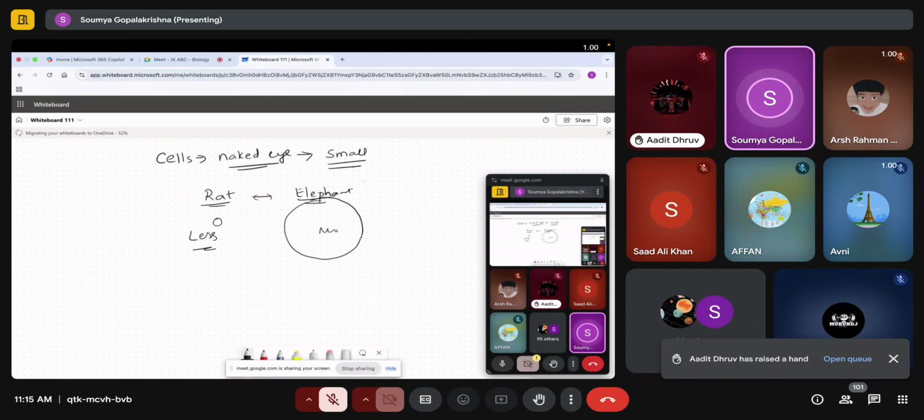Had the cell of an elephant been so large, then we could have seen the cell through the naked eye, right? So it doesn't mean that. The cells of a rat are fewer when compared to the cells of an elephant. So all cells are small. Why they're small in size, we will come to a bit later. So we learned now that the cells are very, very microscopic.